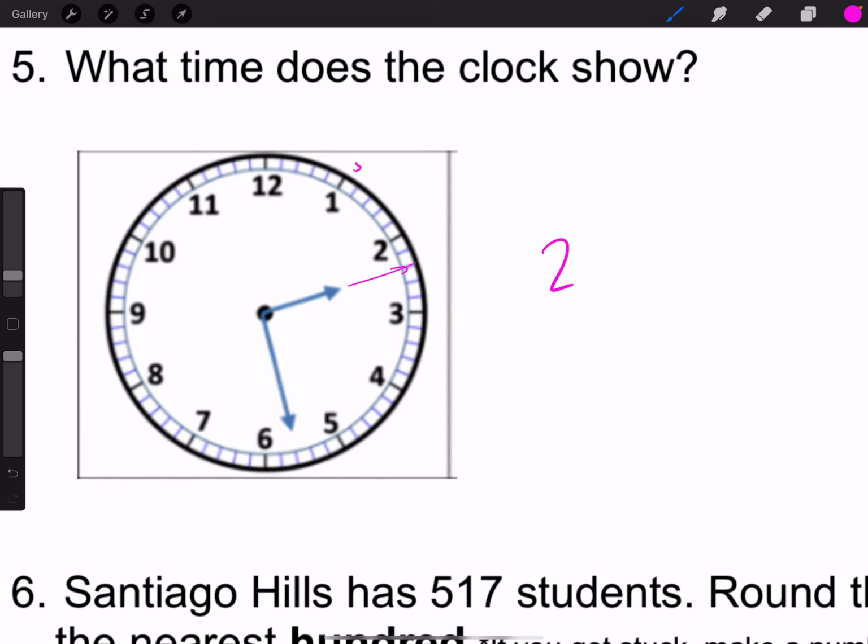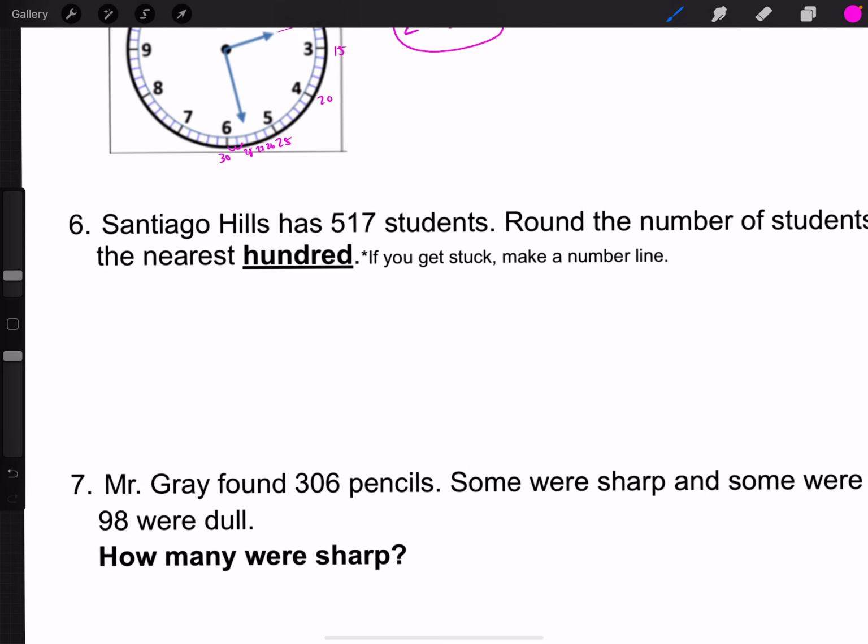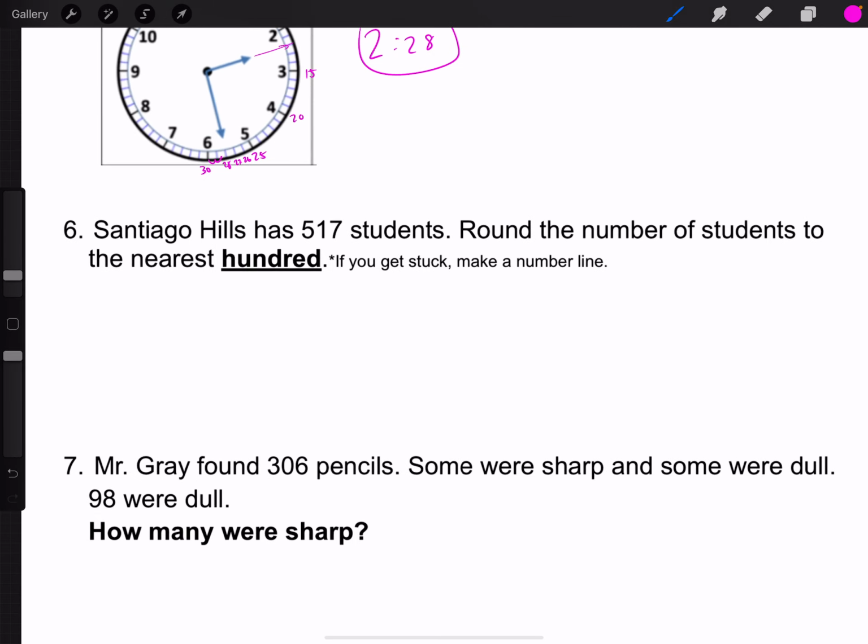And if I count by 5s, I might know it also, but if I count by 5s, on the 5 is 25, so this is 26, 27, 28. I also might know that this is 30, and I can count backwards from there. So either way, I get 2:28 a.m. or p.m., don't know.